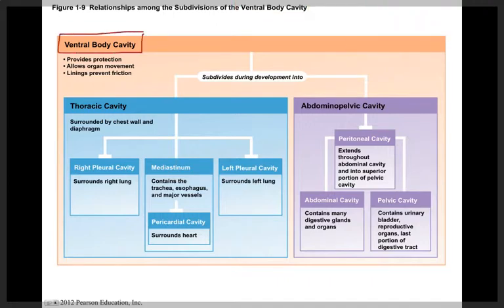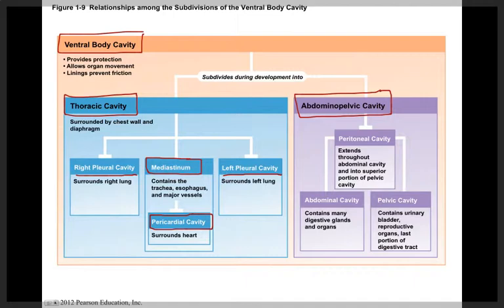The ventral body cavity contains two major cavities. One is the thoracic cavity and the other is the abdominal pelvic cavity. The thoracic cavity is the cavity that's superior to the diaphragm and contains the lung cavities, which are the pleural cavities, and also the space in between the lungs, which is called the mediastinum. And within that mediastinum is another cavity which is called the pericardial cavity, which surrounds the heart.